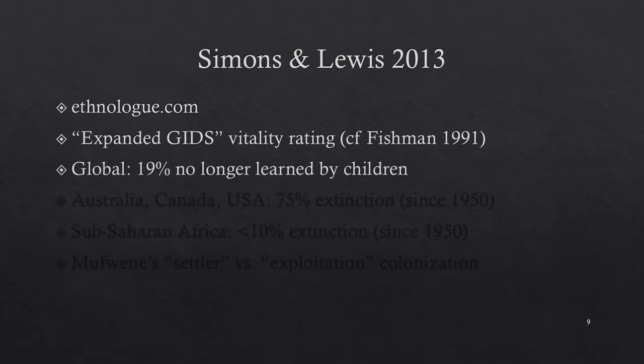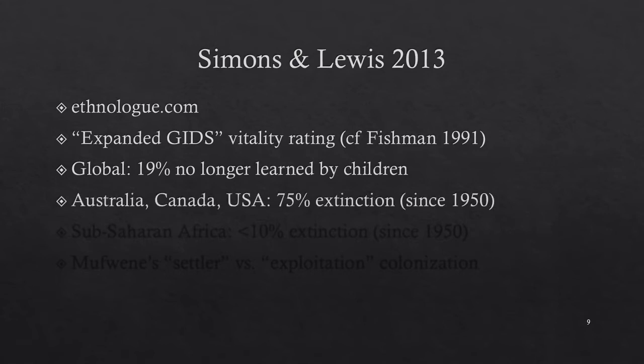The results are that 19% of the languages in the world are no longer being learned by children. So these are the languages that are clearly not being transmitted to the next generation at the current moment, or as of 2013. However, then they note that there are very strong geographical differences in language vitality. In areas like Australia, Canada, and the USA, we do see an extinction rate as high as 75% of languages that were spoken in 1950 compared to the languages that are spoken now.